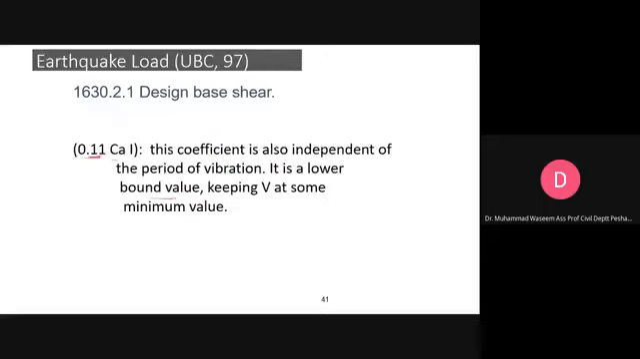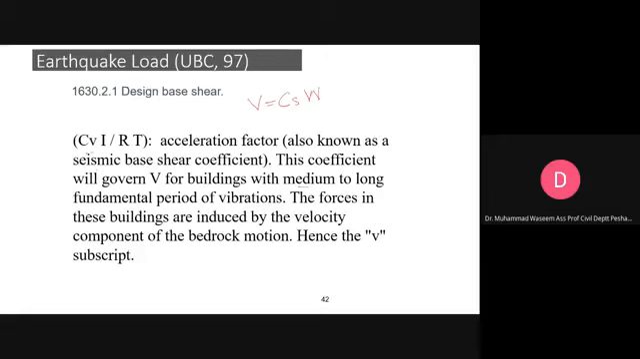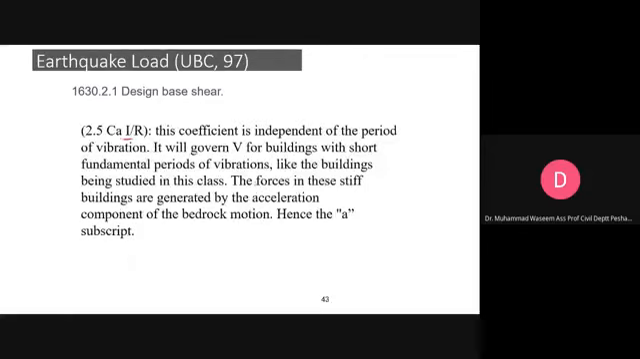So this is just an explanation of the base shear formula. In the base shear formula, this coefficient is all dependent on the period of vibration. It is the lower bound value on the base shear. Similarly, this is called the acceleration factor. This coefficient will govern the building with medium to long periods. These are some of the certain things from the code. So this is just an explanation of these base shear formulas, the different factors which have been used in the base shear.